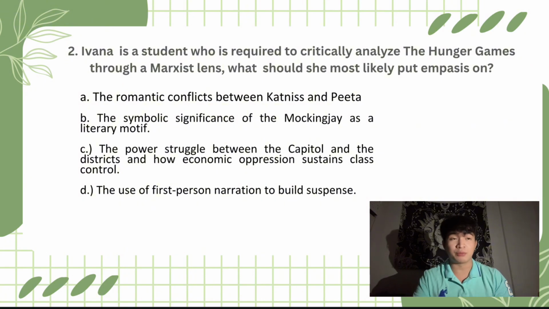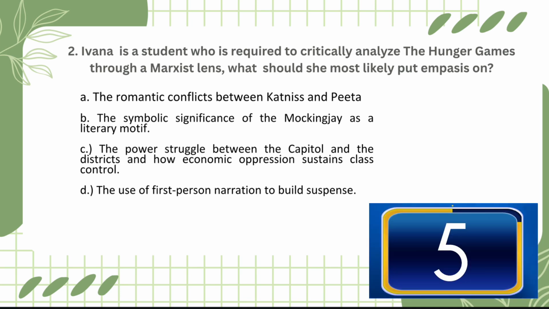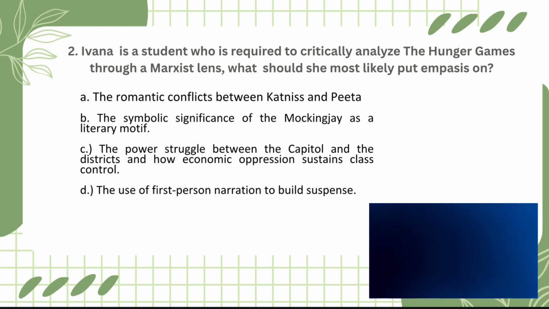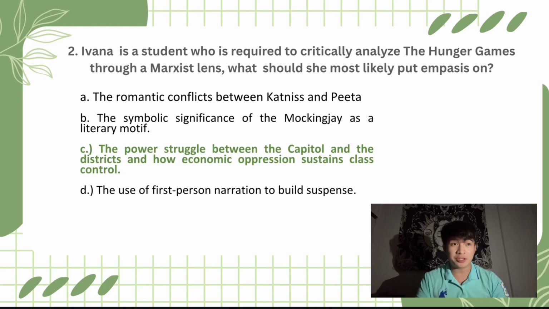Okay, now let's proceed to question number 2. Ivan is a student who is required to critically analyze the Hunger Games through a Marxist lens. What is she most likely to put emphasis on? A. The romantic conflicts between Katniss and Peeta. B. The symbolic significance of the Mockingjay as a literary motif. C. The power struggle between the Capitol and the districts and how economic oppression sustains class control. D. The use of first-person narration to build suspense. I'm gonna give you 5 seconds to write down your answer. The correct answer is letter C.